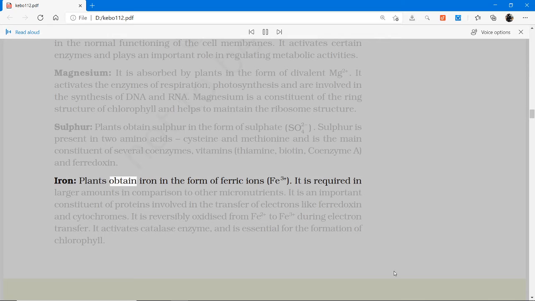Iron: plants obtain iron in the form of ferric ions, Fe3+. It is required in larger amounts in comparison to other micronutrients. It is an important constituent of proteins involved in the transfer of electrons like ferredoxin and cytochromes. It is reversibly oxidized from Fe2+ to Fe3+ during electron transfer. It activates catalase enzyme, and is essential for the formation of chlorophyll.